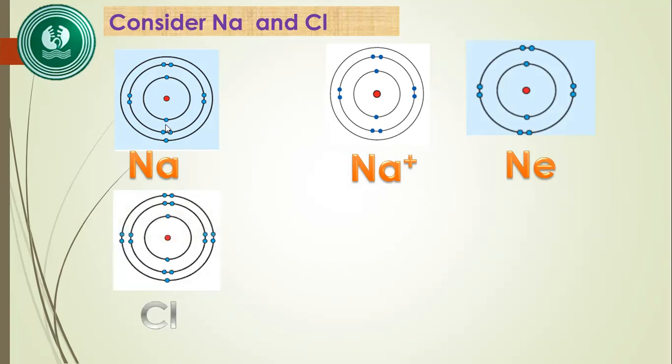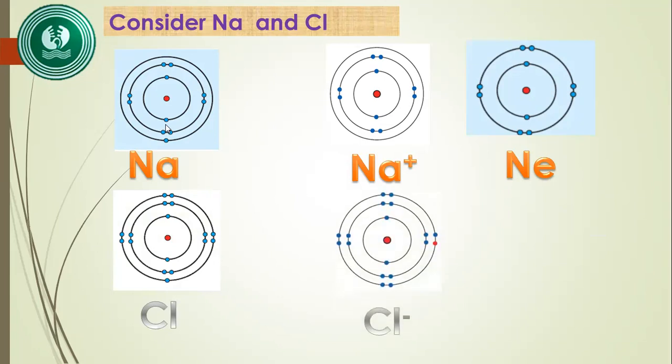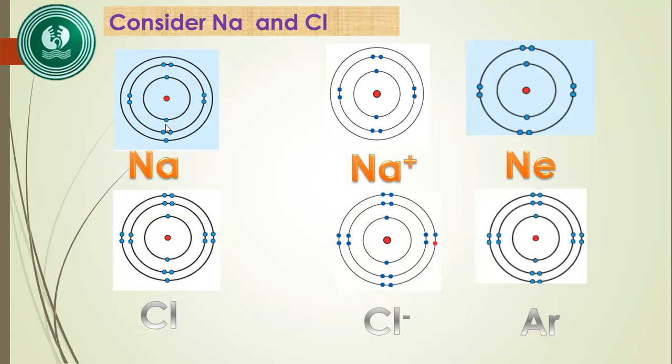Like that, in chlorine, the third energy level contains 7 electrons. So to obey the octet rule it needs only 1 electron. It gains that 1 electron and becomes the chloride ion. The chloride ion takes the electronic configuration of argon. So the sodium monopositive ion and the chloride ion are now stable because their electronic configurations are similar to neon and argon respectively. So they don't go into a reaction.